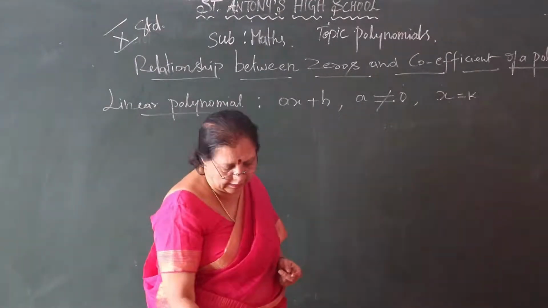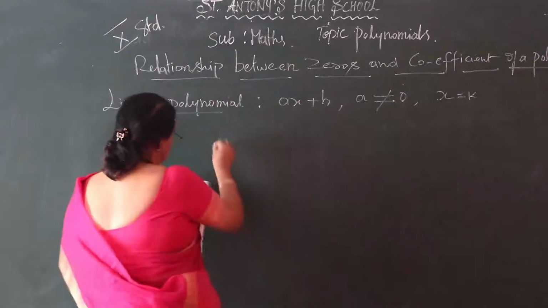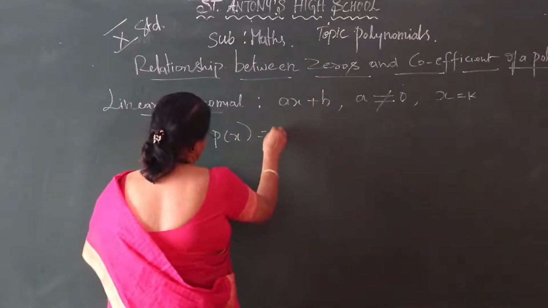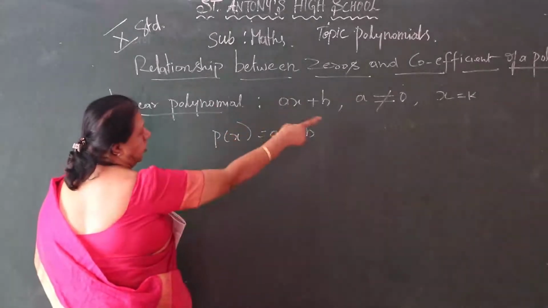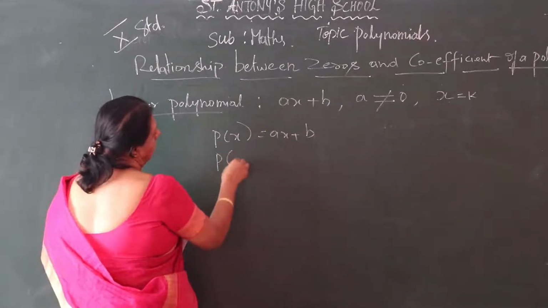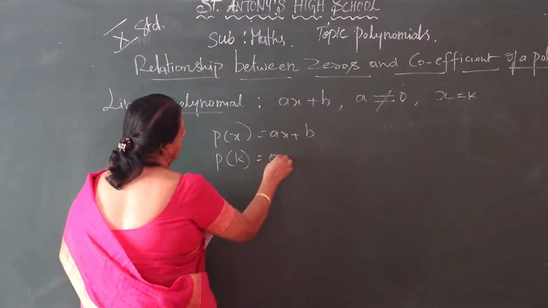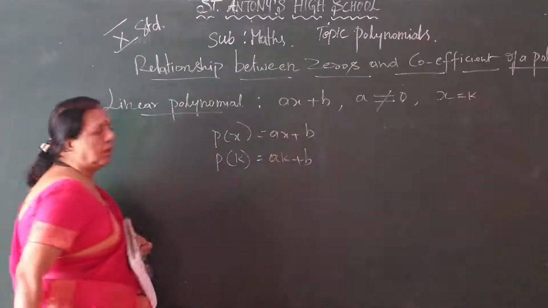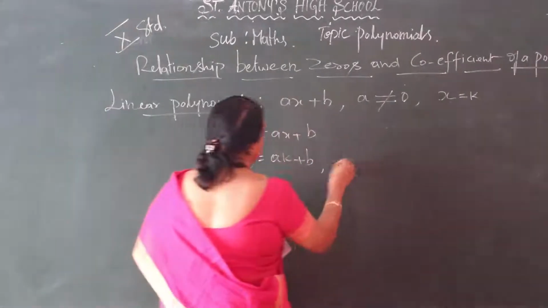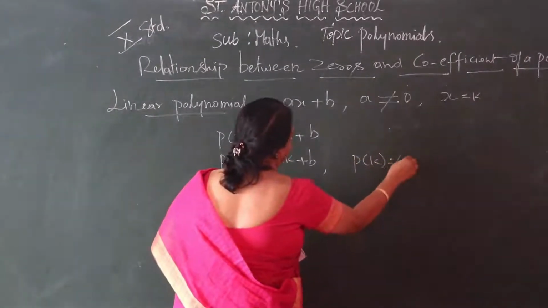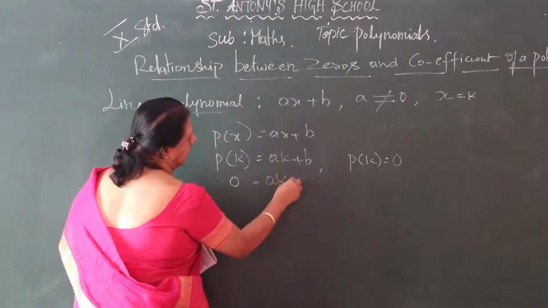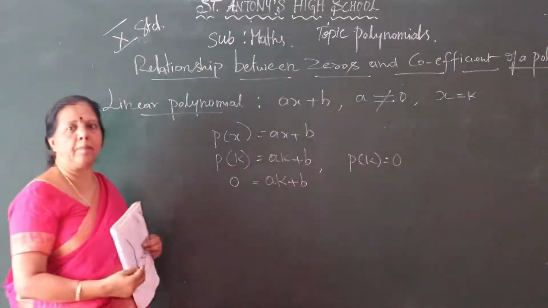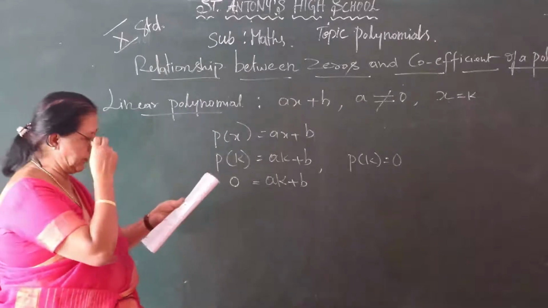Now this is given in your book also. Polynomial p of x is equal to ax plus b. So this can be substituted according to this condition. P of k is equal to ak plus b. Here substitute p of k is equal to 0. This will become 0 is equal to ak plus b.